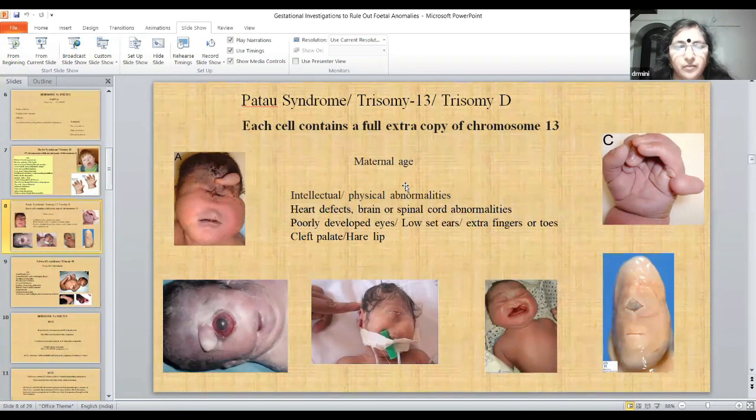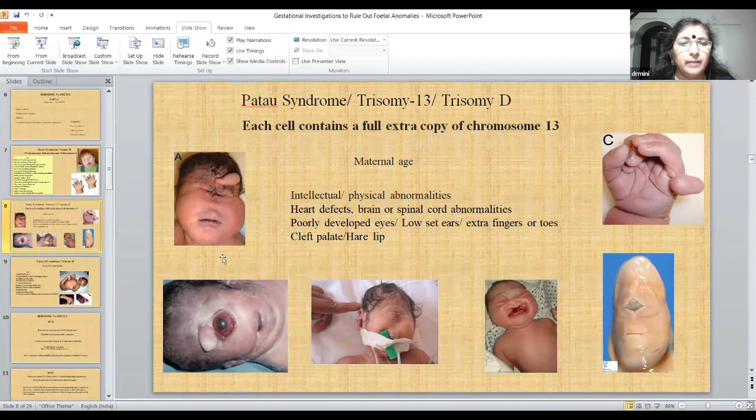Here also maternal age has to be considered. The baby will have intellectual and physical abnormalities. Usually it won't survive to birth, but sometimes it will. So intellectual and physical abnormalities, heart defects, brain or spinal cord abnormalities, poorly developed eyes, low-set ears, extra fingers or toes. In the picture named C, there is an extra finger. Cleft palate and hare lip; this picture shows cleft palate and hare lip.